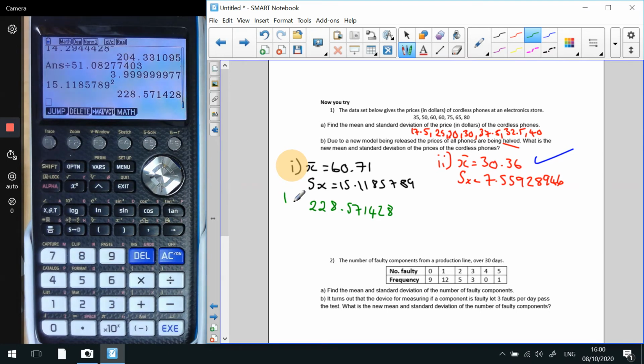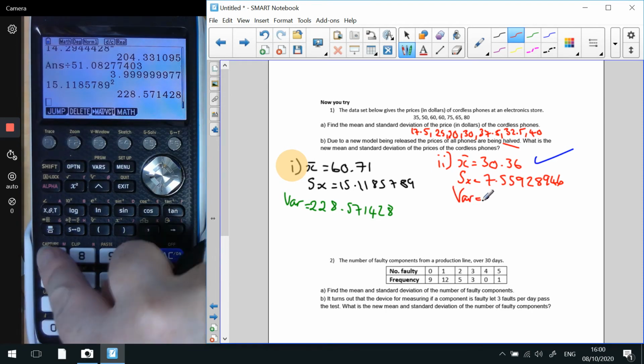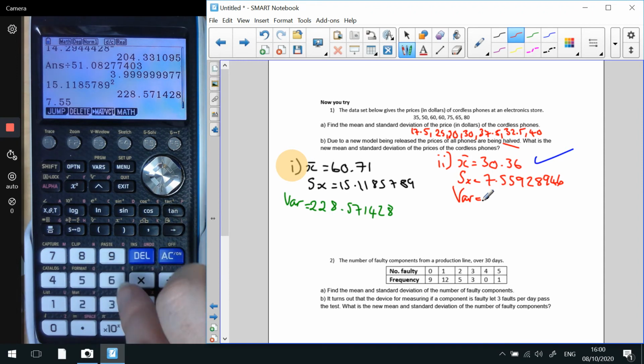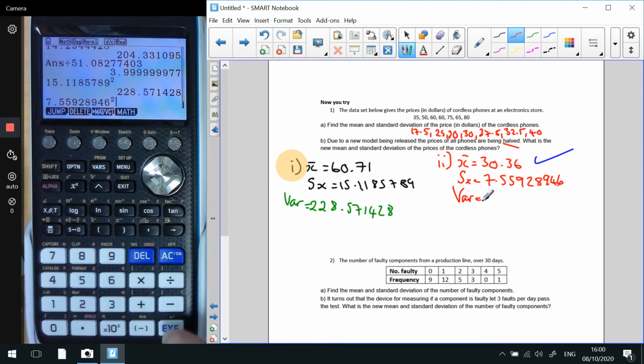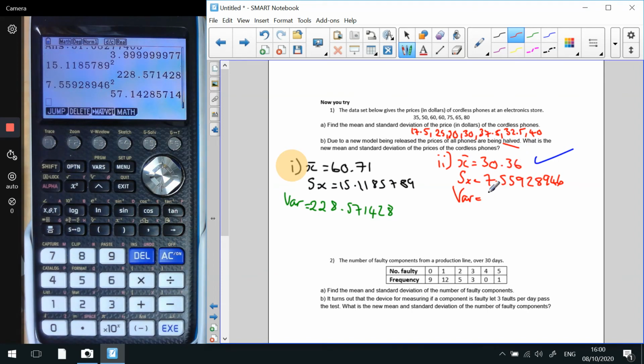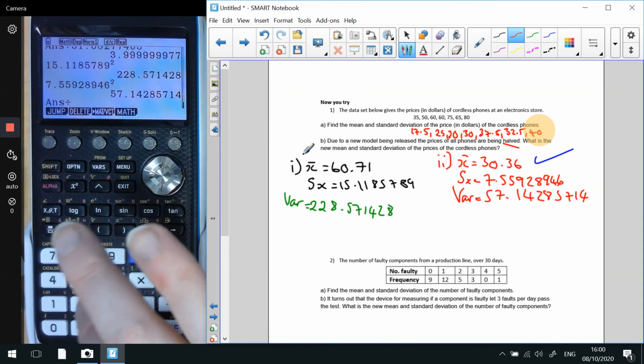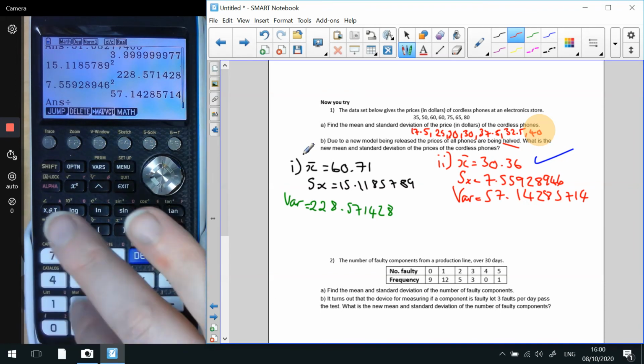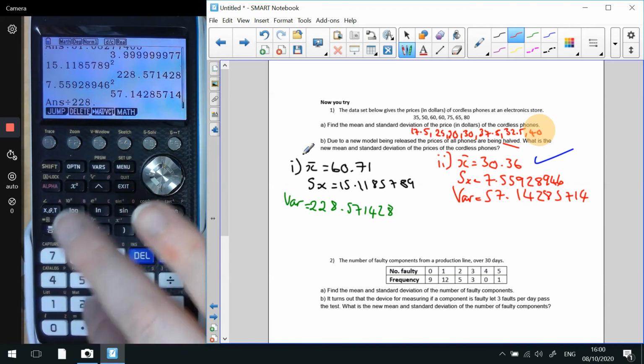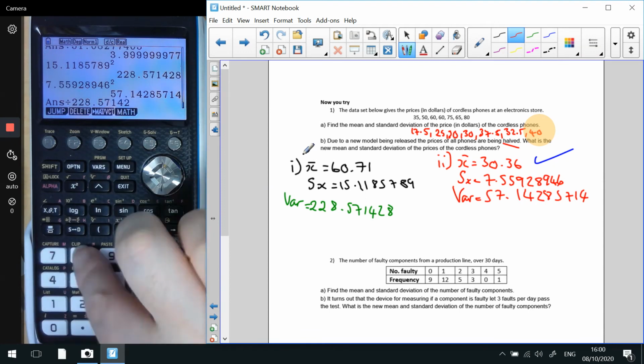For the second one that we have here, we have 7.55928946 squared, which gives us 57.14285714. If I do what I did before and divide my new variance by my old variance, so divided by 228.571428, I get almost a quarter.